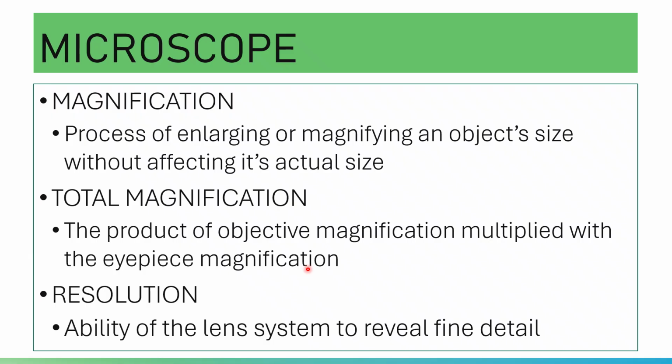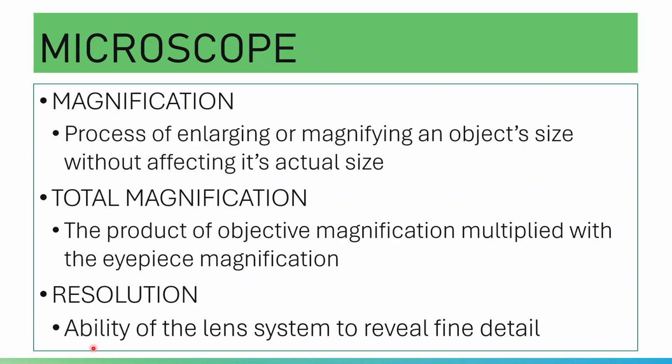The product is your total magnification. And then you have your resolution. Your resolution is the ability of your lens system to reveal fine detail, or the smallest distance between 2 points or two lines at which they are distinguished as two separate entities, so that they can produce an image that is crisp and not pixelated.